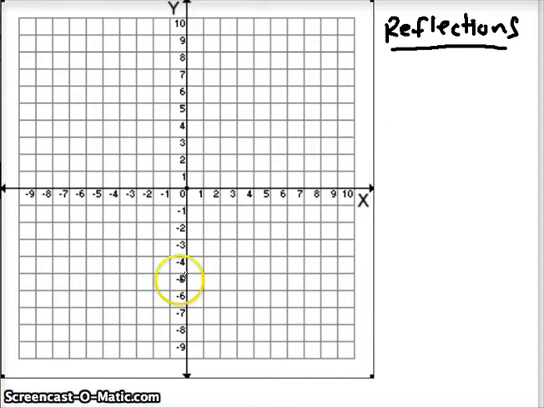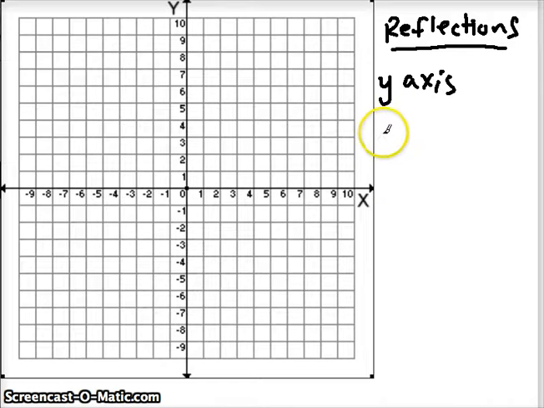We're going to have two different types of reflections. One where we pretend that the y-axis is the mirror, so reflections across the y-axis. And in a couple minutes we're going to talk about examples where the x-axis is the mirror and we reflect things across that. But first let's deal with the y-axis.